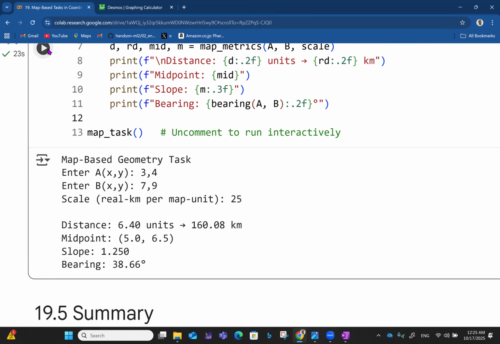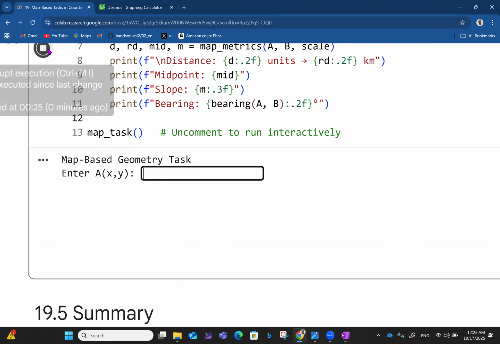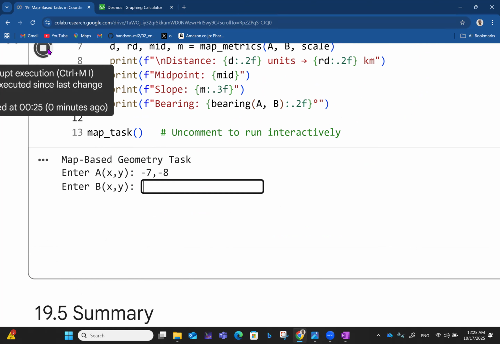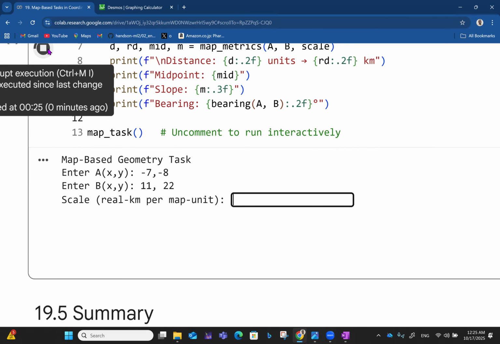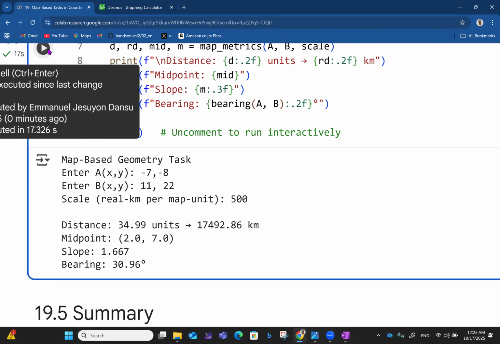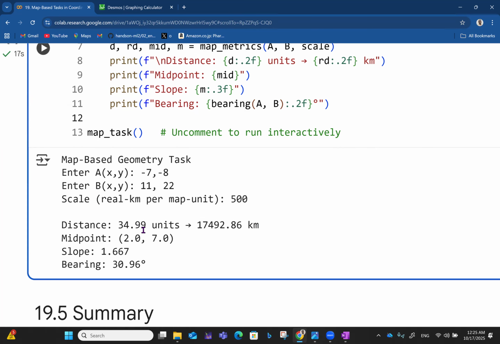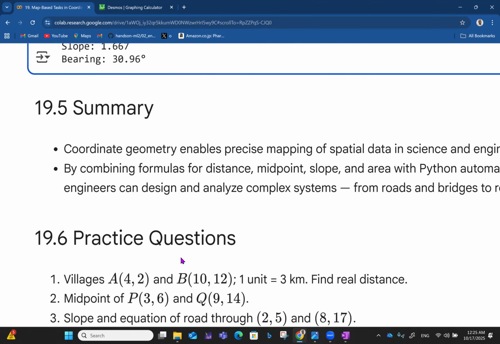So I run it once more and supply another set of points. Let's say I have -7, -8, all right? And then I have 11,22, like that. So the scale I want it to be 500. So now we have 344.99 units, and that means 17,492.86 kilometers. The midpoint is 2.0, 7.0. The slope is 1.667, and the bearing is 30.96 degrees. So you can keep doing that as much as possible.